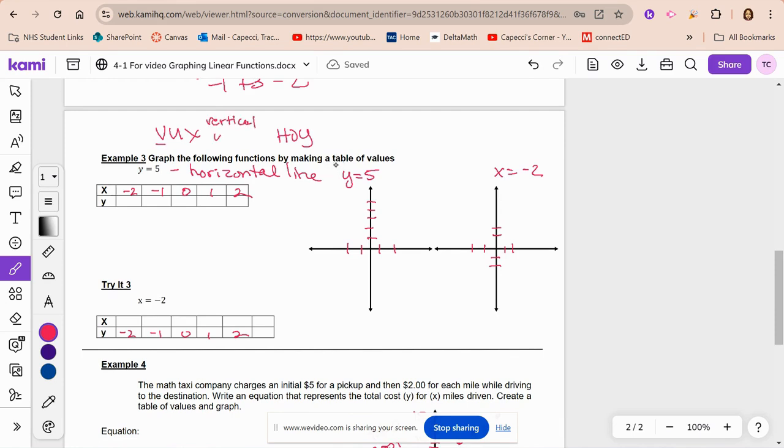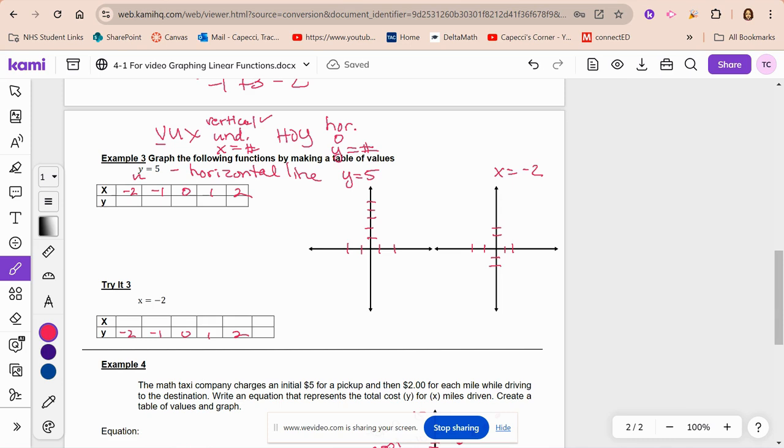Vertical line. It's an undefined slope. And the equation is x is equal to a number. That's how we know it's a vertical line. What we have here is a horizontal line, right? Because we have a y equals. That's a horizontal line, and we have 0 as a slope. And our equation would be y is equal to a number. So I know right off the bat that it's going to be a horizontal line.